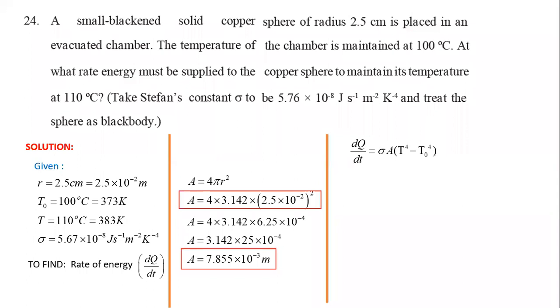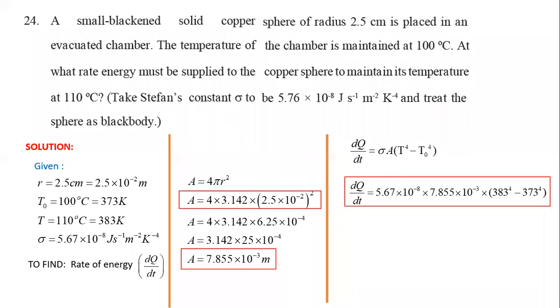Then after that, by Stefan's law, the rate of emission is given by the formula sigma A (T raised to 4 minus T0 raised to 4). Now we substitute the values: Stefan's constant, area and the temperatures. We get this after substitution, and this calculation we have to solve. Now pay attention here, this is a little difficult calculation, so without logs you cannot solve it.